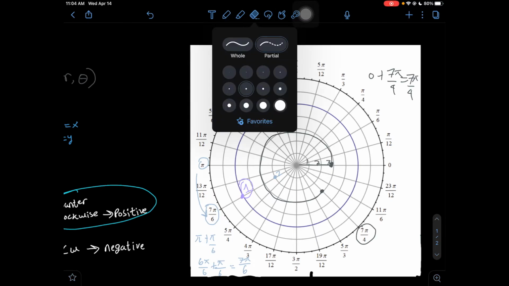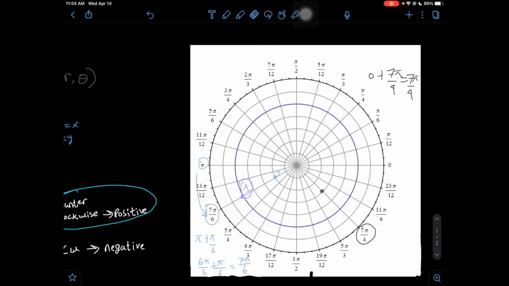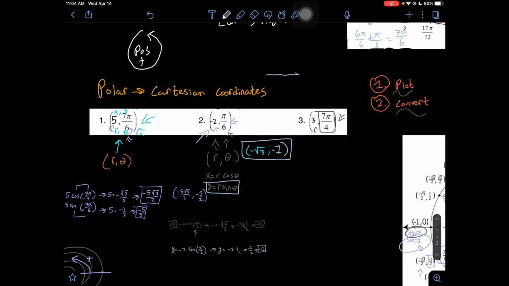So this means that problem number 3 is going to be plotted right here at the radius of 3, because you can see we went 1, 2, and then we're in our third circle, and then we're going to 7 pi over 4. Well, now let's go ahead and convert this into a Cartesian coordinate.